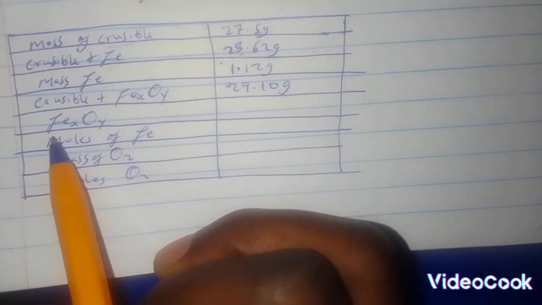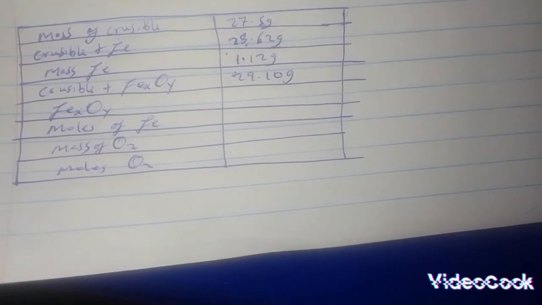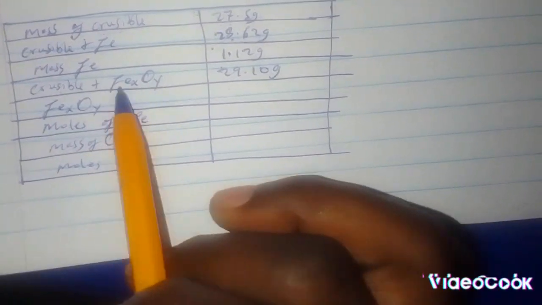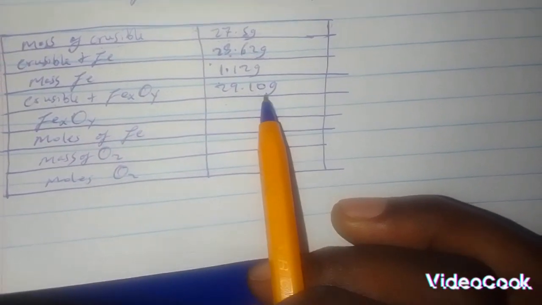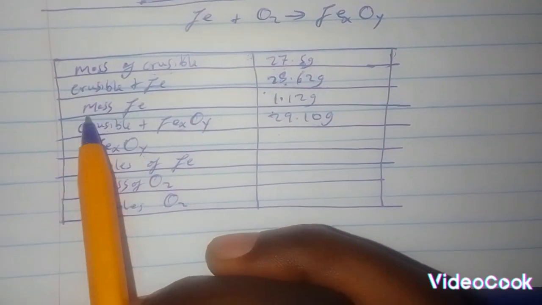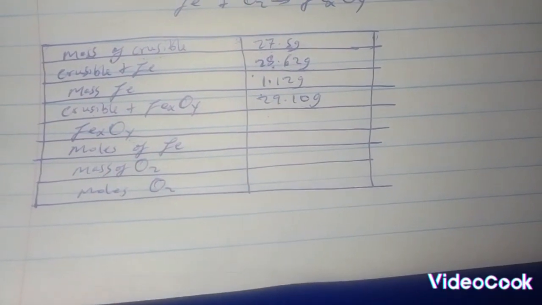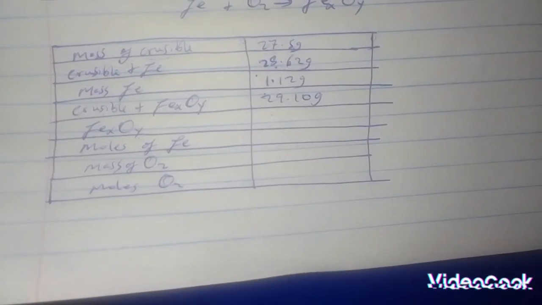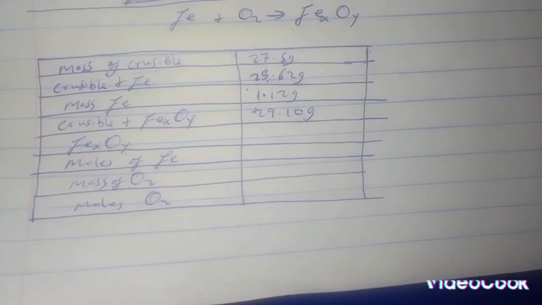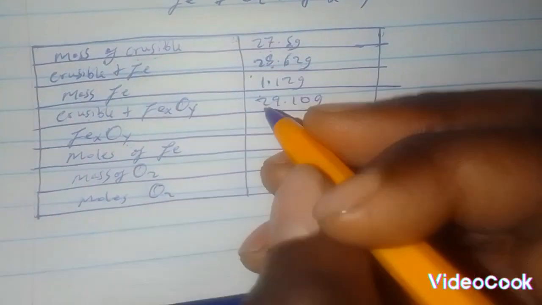We come to the mass of iron oxide. Now, when we add the crucible mass plus that of iron oxide, they give us 29.10 grams, which means for us to know the mass of iron oxide, we just have to subtract the mass of the crucible from the combination with the iron oxide. So we'll say 29.10 minus 27.5, which gives us 1.6 grams.